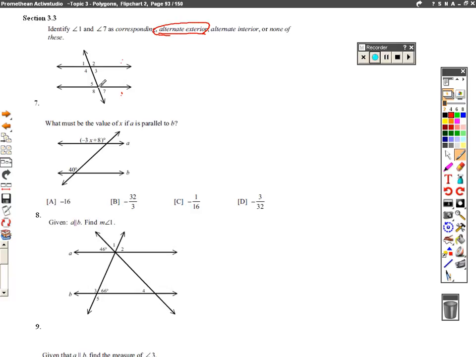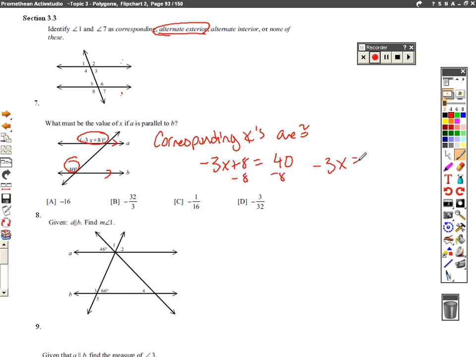Alright, moving on to number 8. We want to find the value of x if these lines are parallel. So if these lines are parallel, this angle and this angle are corresponding angles, and they are congruent. So negative 3x plus 8 equals 40 degrees. So I'm going to solve this. I'm going to subtract 8 from both sides. Negative 3x equals 32. So x equals 32 over negative 3. And that would be option B.